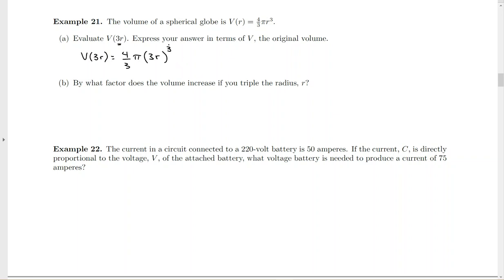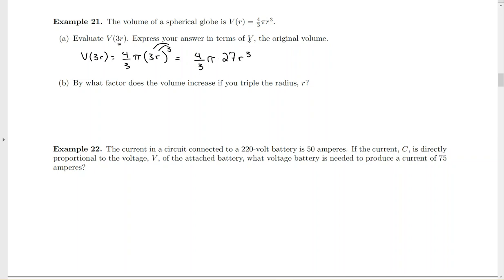Do just like we did before. All right, raise everybody inside to the third power. So it's 4/3 pi. And then there's a 27 now, 3 times 3 times 3, and then r cubed.